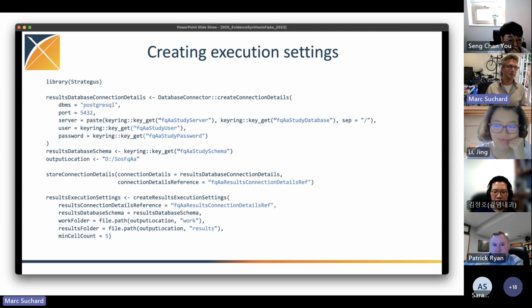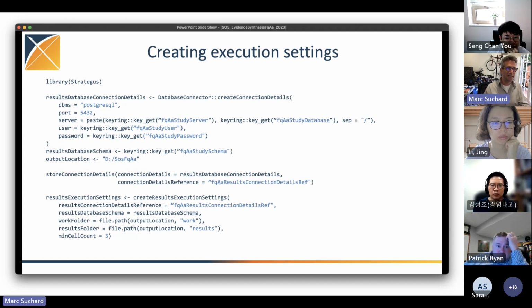To execute it, you library up Strategus, you connect yourself up to our Postgres database, which is holding all of the results behind data.odyssey.org. In good fashion, I'm not displaying passwords. I'm using keyring, which I'd like to encourage the rest of the community to get on board with so that we don't end up sharing private and personal information.